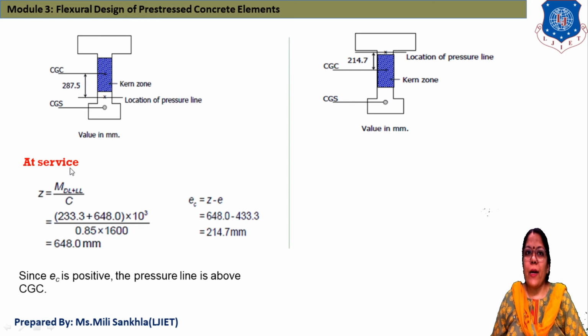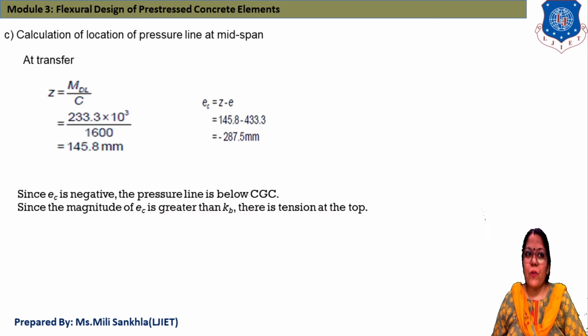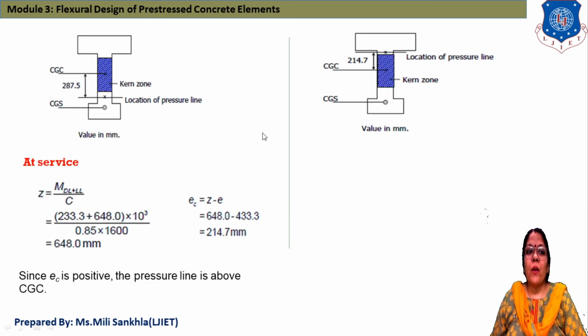Now at service, that means our I section is subjected to some external load. At that time the lever arm Z is equal to the moment due to dead load plus live load, divided by C. At transfer condition our lever arm is subjected to only self weight, please take care. At transfer condition our prestressed concrete member is subjected to self weight, but at service it is subjected to dead load plus live load. So the lever arm Z is equal to M_DL plus LL divided by C. C is nothing but the pre-stressing force, C is equal to P.